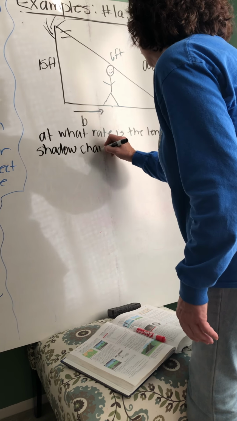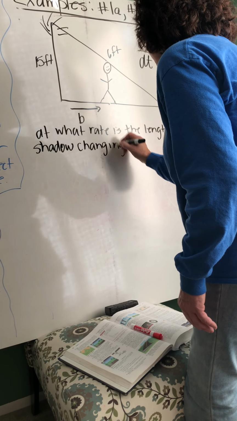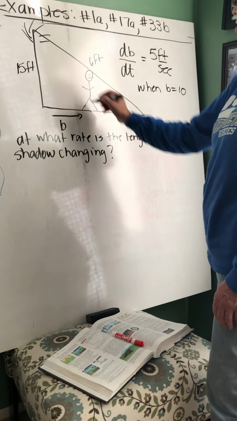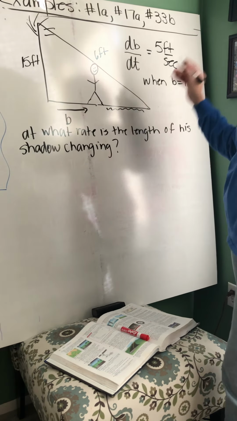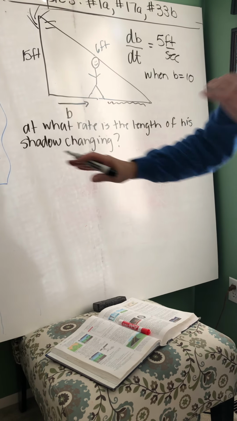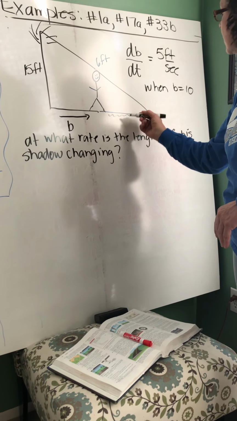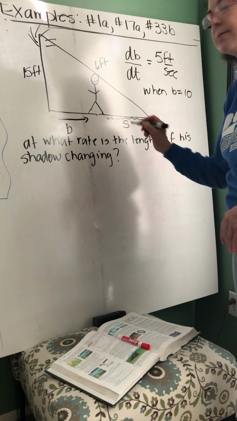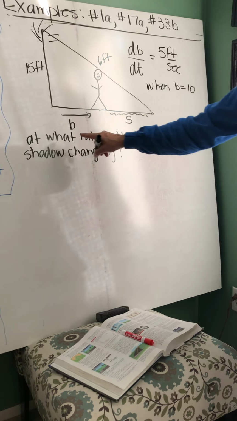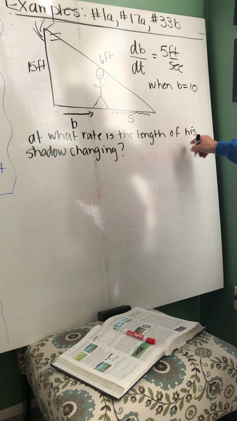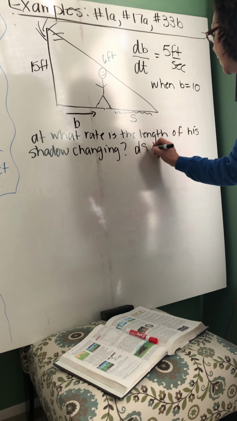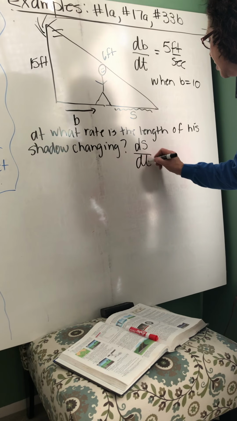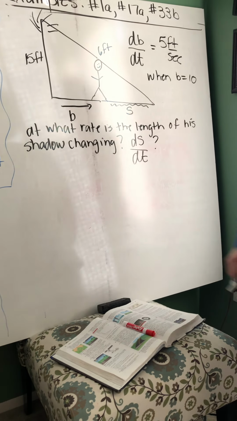Okay, well, we have to find a shadow, right? This is his shadow right here, right? The light is coming over the top of him and his shadow's out in front. Let's call that S for his shadow. And they are asking us at what rate is the length of his shadow changing. They are asking us for dS/dt.